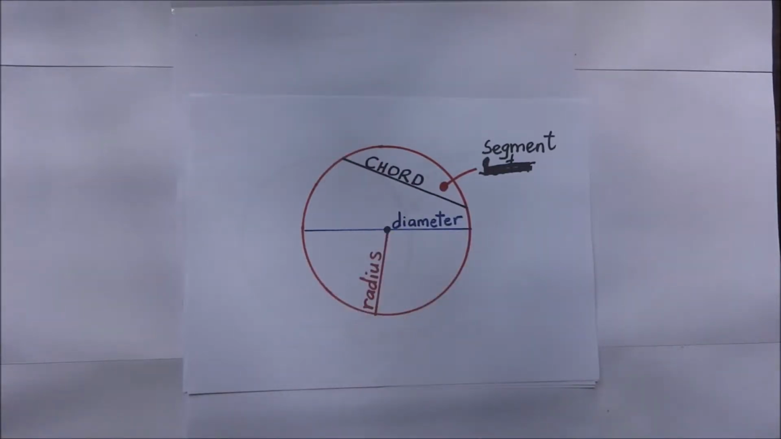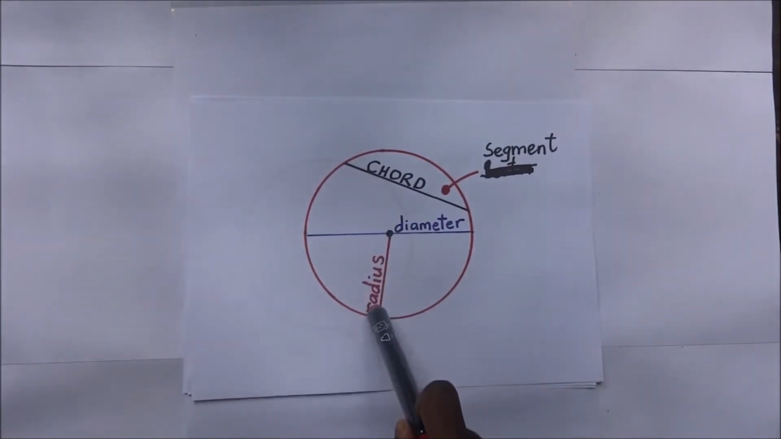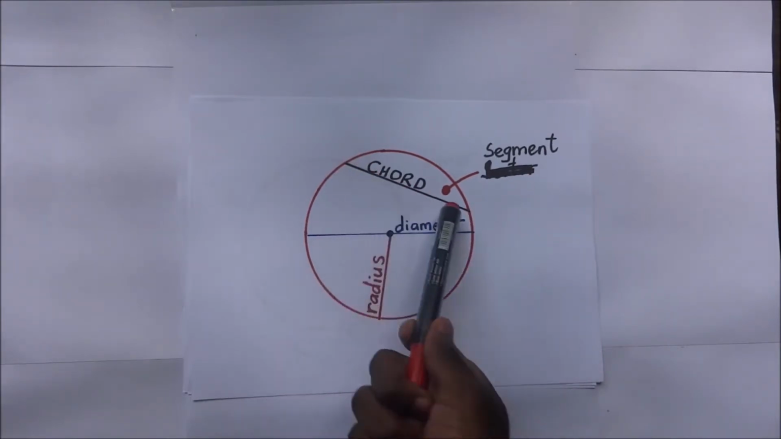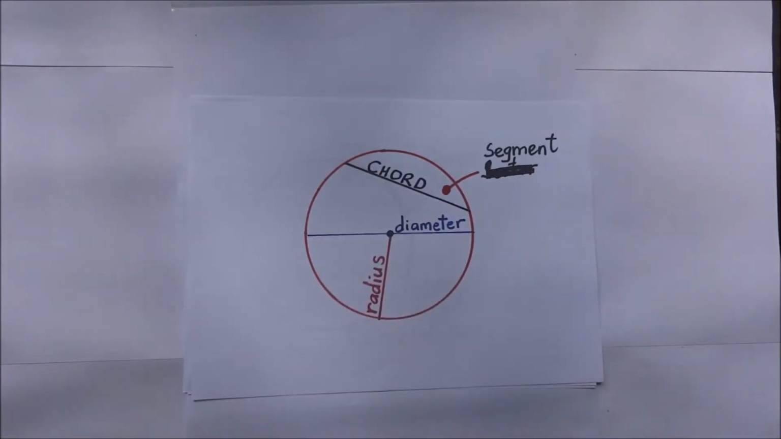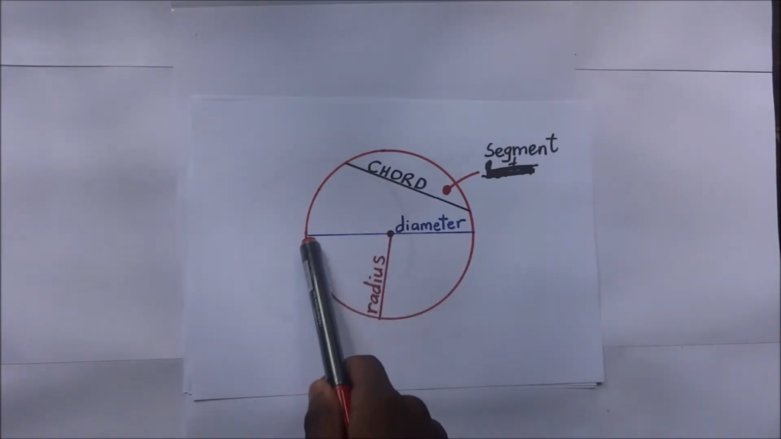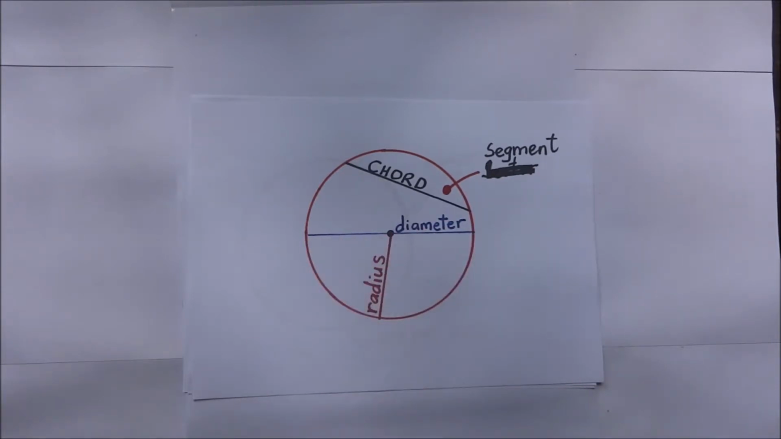A chord is simply a line that connects any 2 points of the circumference. So it can run from here up to there, or it can run from here up to there. Any 2 points of the circumference connected by a line we call a chord. And of course, the longest chord is what we call the diameter, because it connects the 2 points of the circumference, but it passes through the center. So the diameter is the longest chord of a circle.